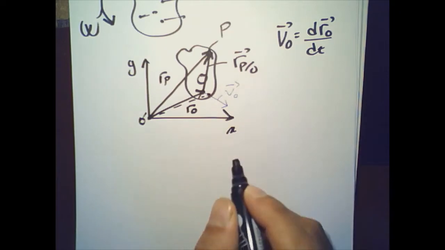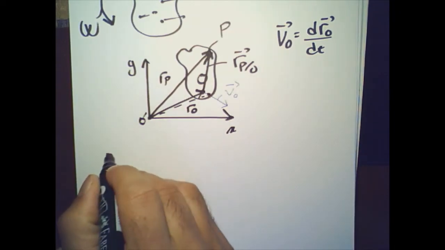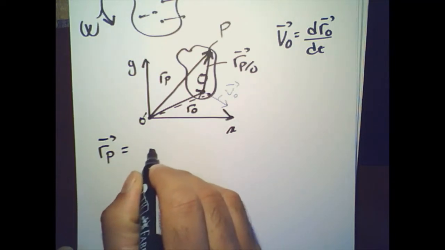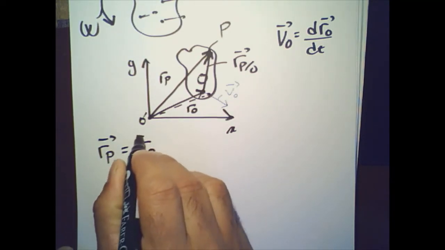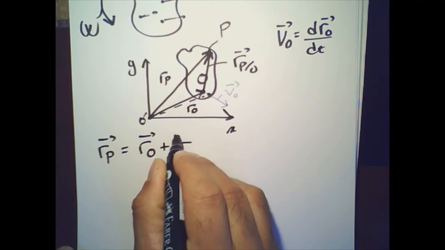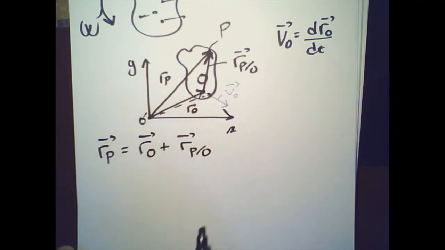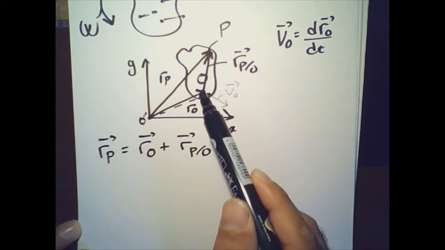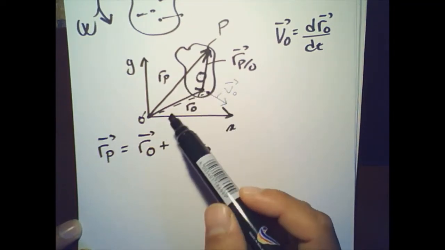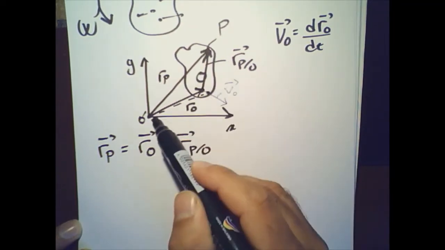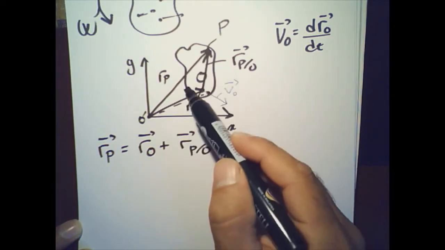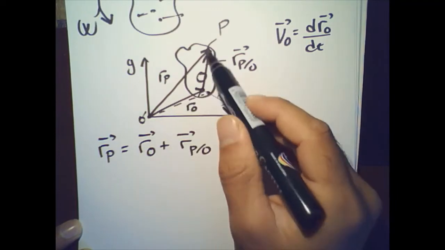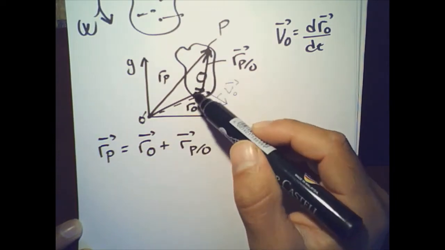Okay, so I can technically write my position vector RP as RO plus RP with respect to O. So the position of point P is equal to the position of point O, so this vector is equal to this vector plus this vector. This is called the vector loop equation. So RP is equal to RO plus RPO, basically simply adding these two vectors in geometry.